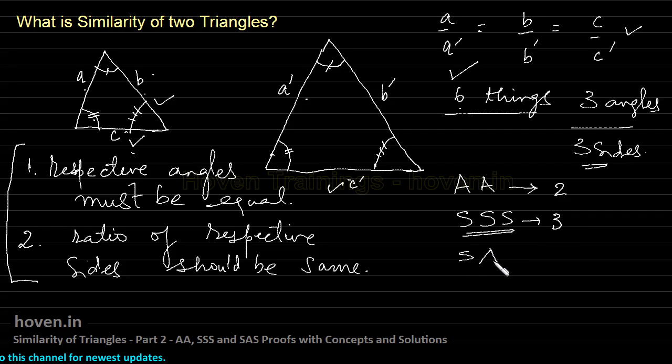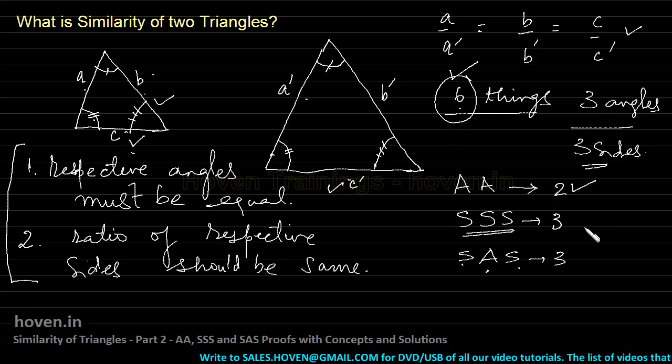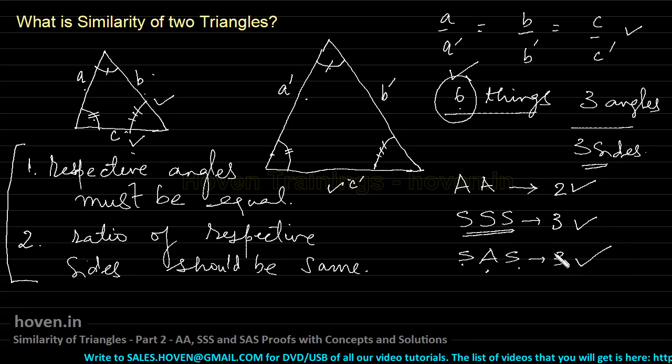Likewise, there is an SAS rule. It says that either you can prove two sides are proportional and the included angle is equal. If you can prove these three, then also all other factors will automatically be true. So in our practical day-to-day life, we do not have to go for these six things. We can either go for these two or these three or these three, and we will be able to prove that two triangles are similar.